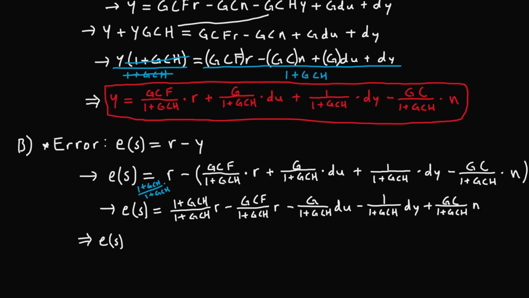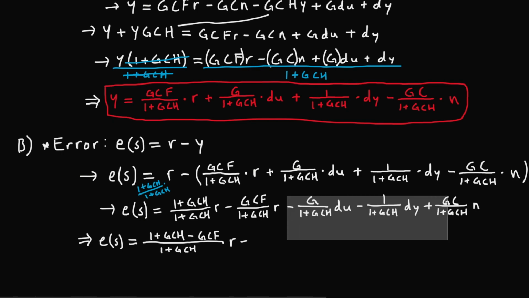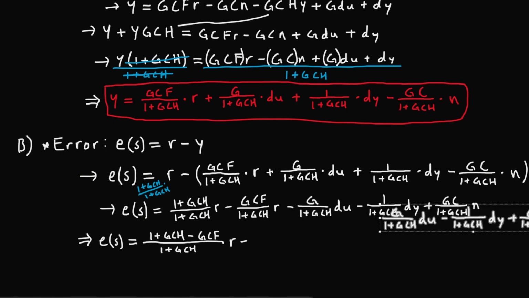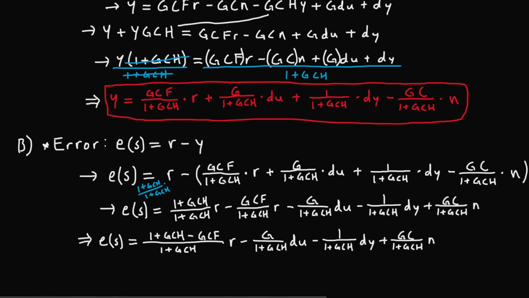So now subtracting the r terms, we have 1 plus GCH minus GCF divided by 1 plus GCH times r minus the remaining terms. And so this is error expressed as a function of all the inputs.